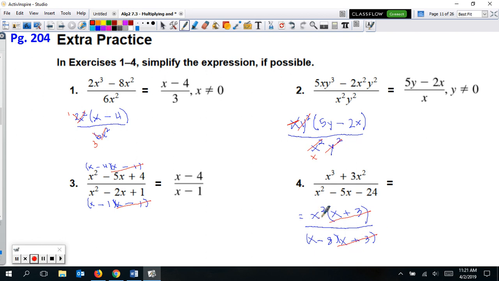So what's left is x squared on the top and x minus 8 on the bottom. That's what we want to say for our answer. x squared over x minus 8.